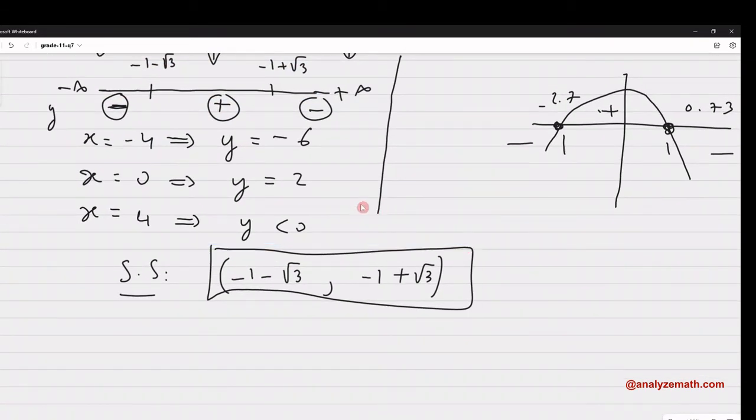So it's up to you. You have got two approaches: algebraic using test values, or graphical, or both. To check one, we check the other.